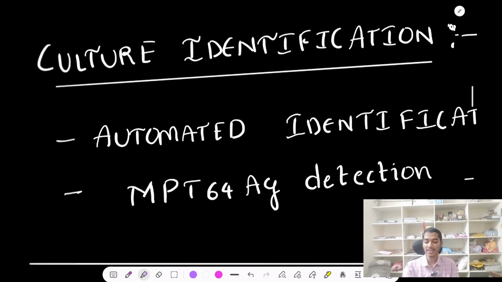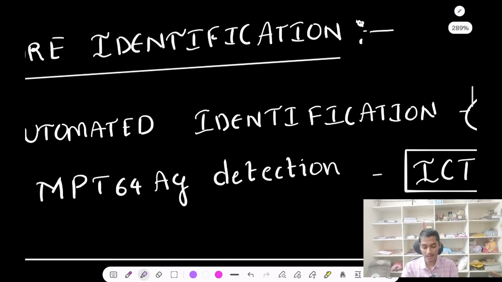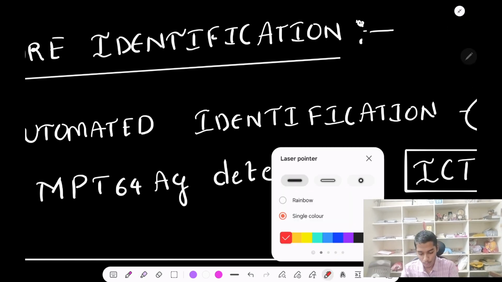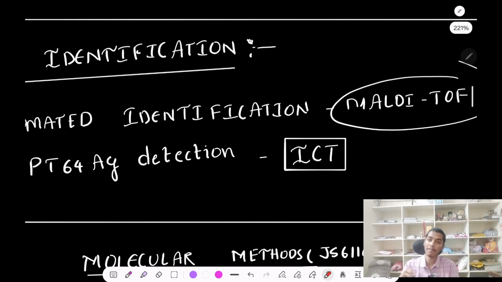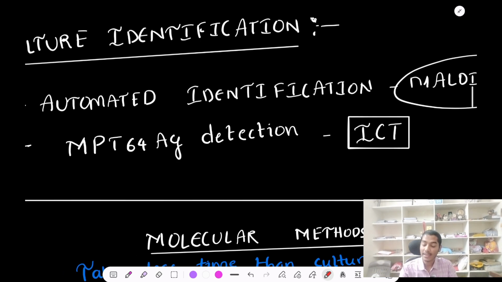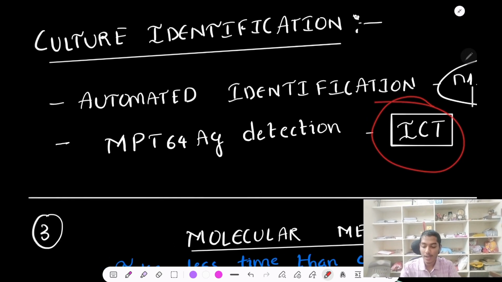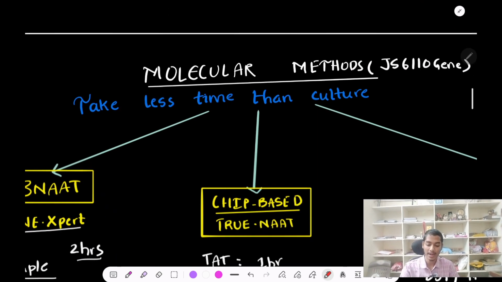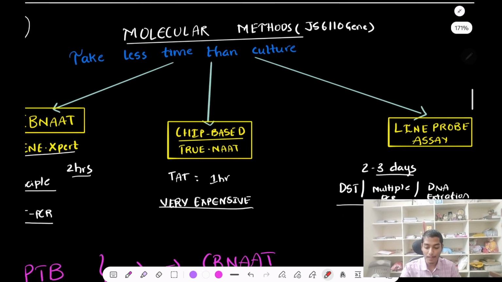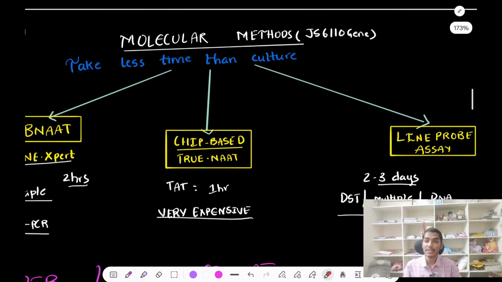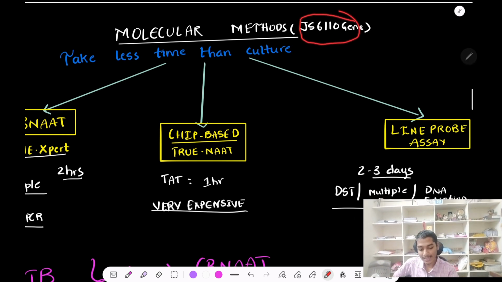Now for culture identification, you can do it by MALDI-TOF. That's our favorite. For everything we'll write MALDI-TOF itself in microbiology. It's okay. And also MPT64 antigen detection by immunochromatographic test. So it is also a culture identification method. And then we have the molecular methods. What is the gene that we detect? Here it's mentioned, it is the IS6110 gene.